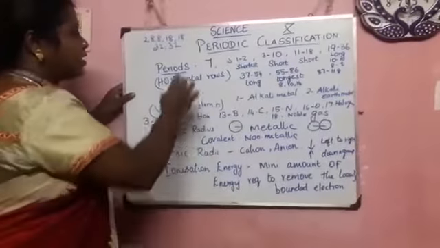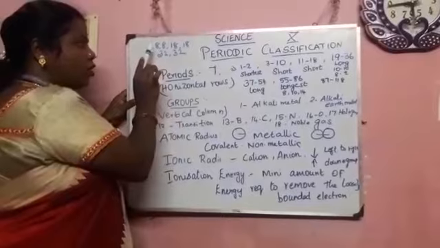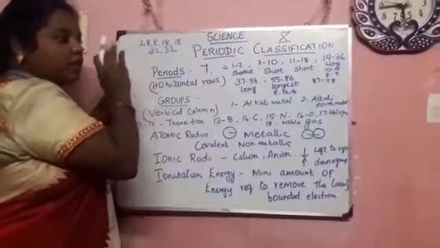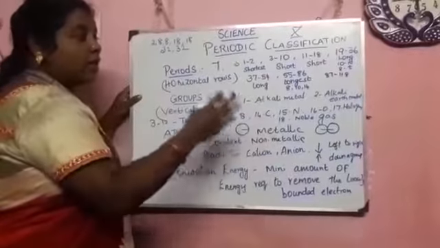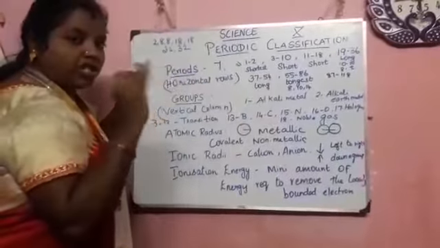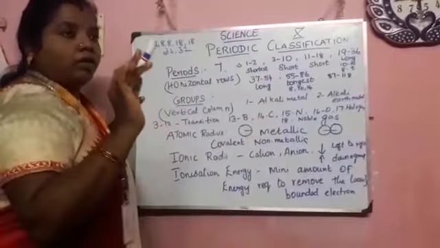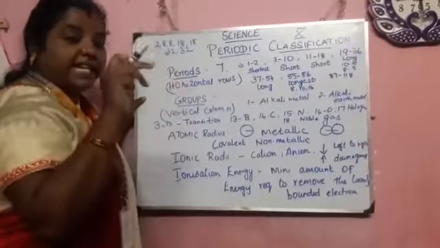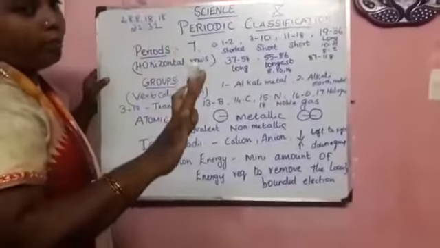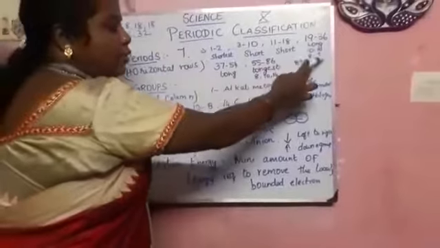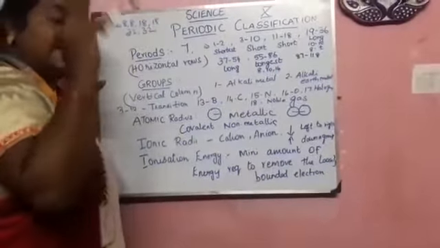Next, the first is the shortest, having 2. The second is also short, with elements 3 to 10. The third has elements 11 to 18, also a short period. The fourth is called a long period, which contains 18 elements. Among the 18 elements, 10 are in the normal way and 8 are called transition elements, because those elements are present in the D block.